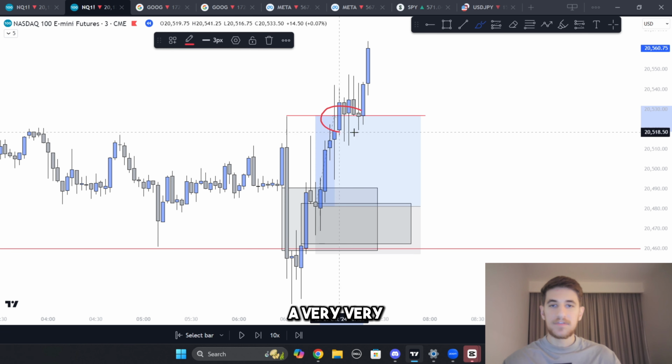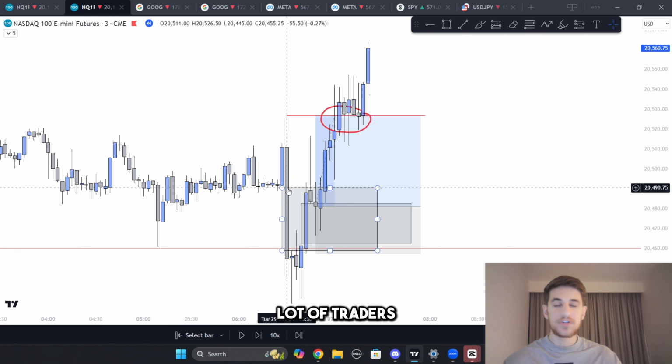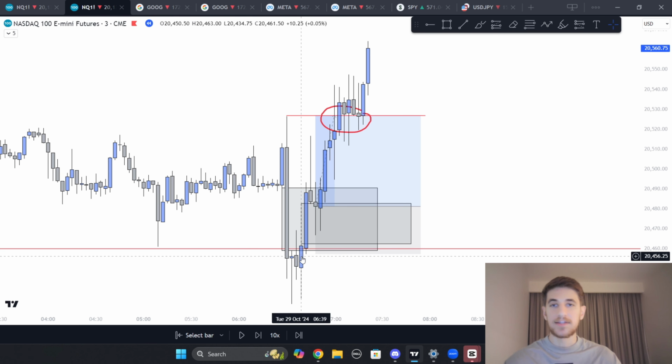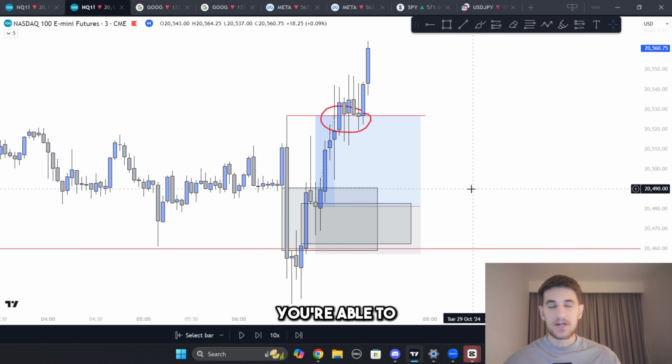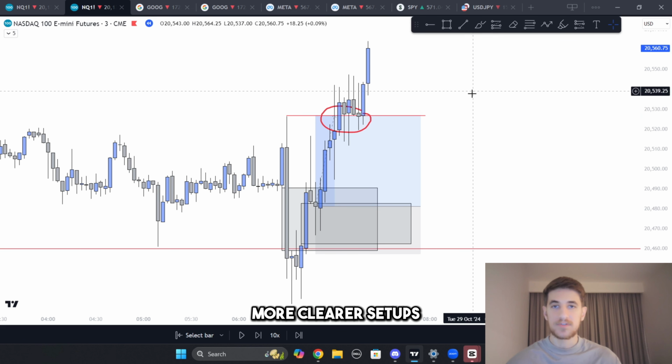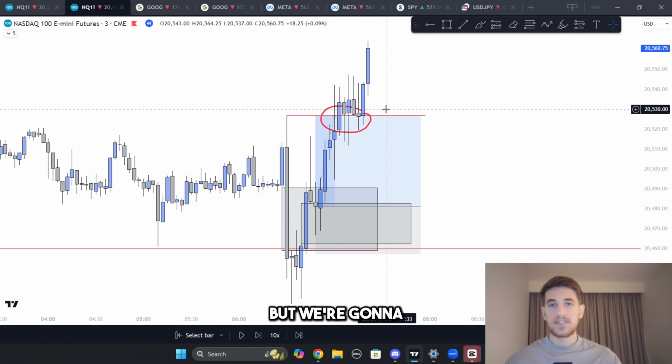So we get a very nice move right back up to that target just from using that liquidity and our lower time frame entry model. Now, one thing I do want to show you guys is that a lot of traders might see this fair value gap right here and they try to short. But since you're able to understand what direction the market wants to move by using liquidity, you're able to avoid those losses and find much more clear setups. So this right here is a perfect trade, but we're going to take a look at some more examples so you guys can see it even more clearly.